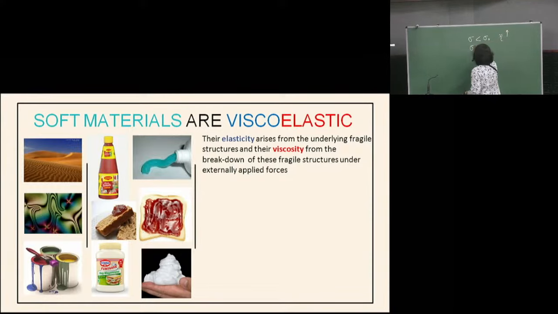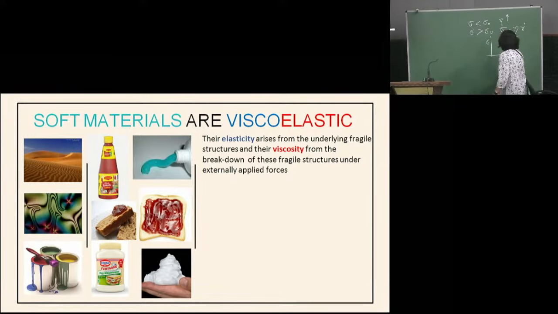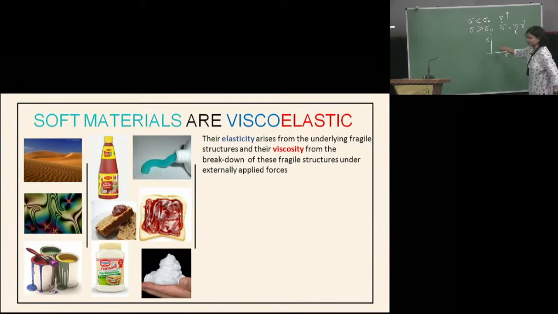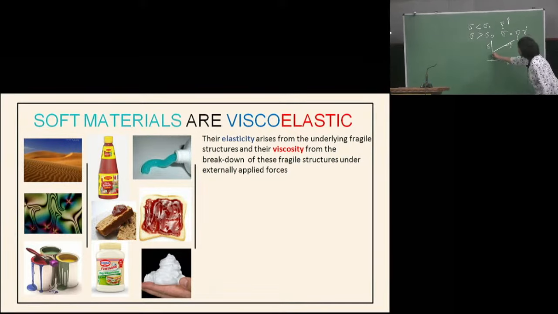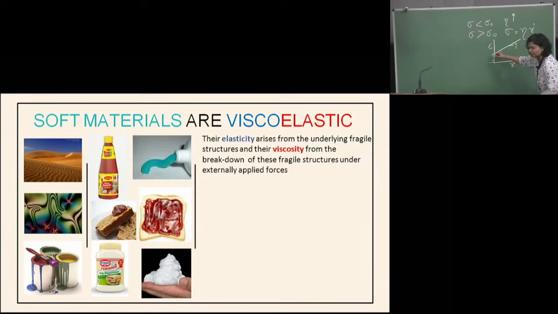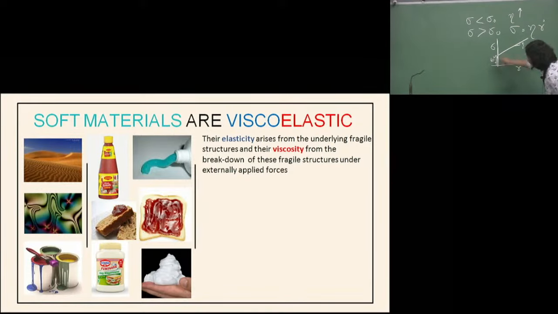But when sigma is greater than sigma naught, then Newton's law of viscosity works, okay? So you're really looking at something like this, sigma and gamma dot, stress versus shear rate. A Bingham plastic looks like this, okay? And this is sigma naught. I don't know if you can see it behind that, but this is sigma naught. So once you exceed sigma naught, it flows like a Newtonian material, but obviously it is not really Newtonian.